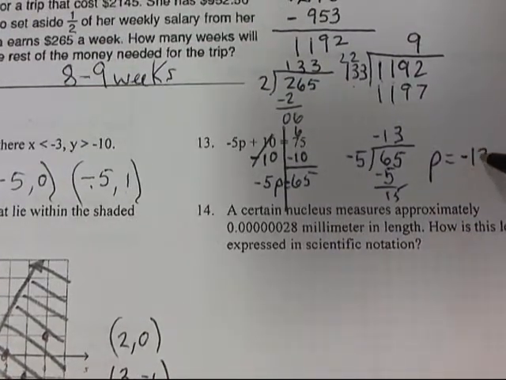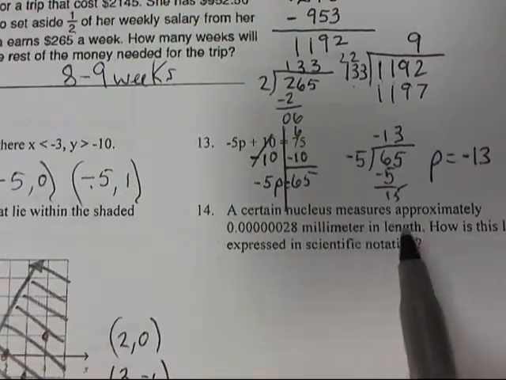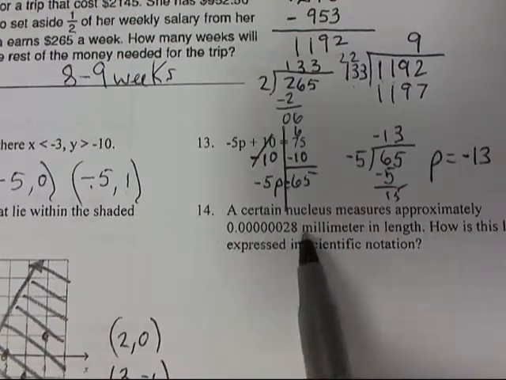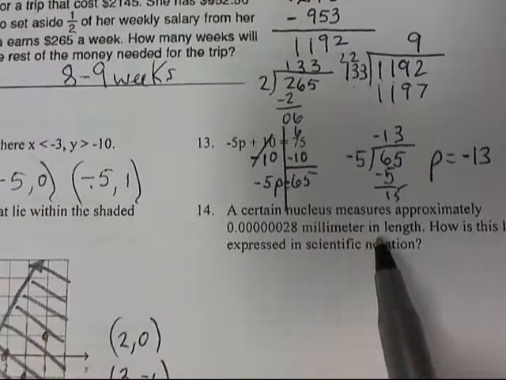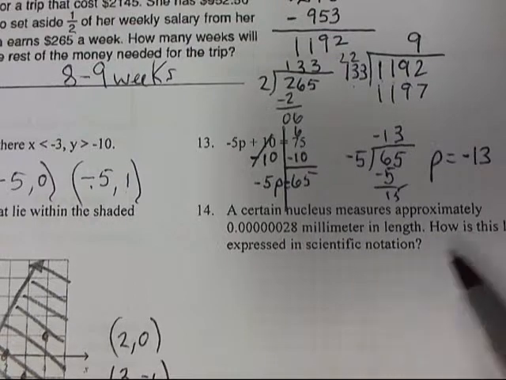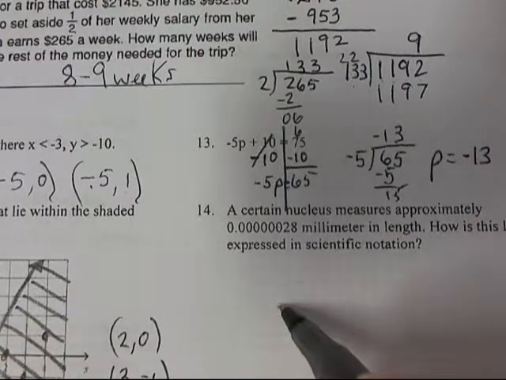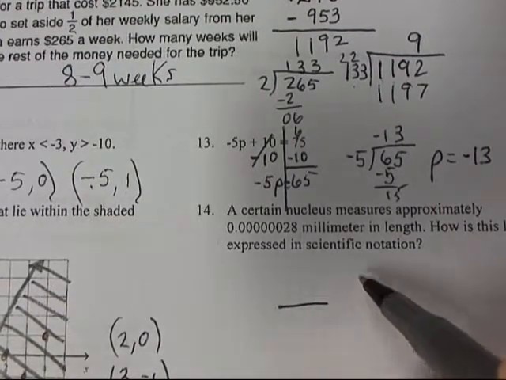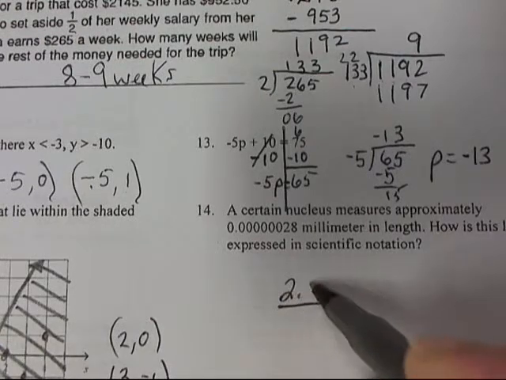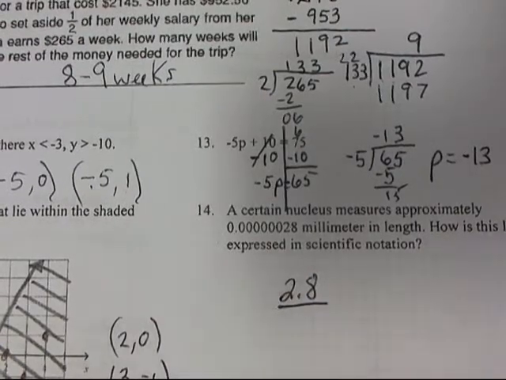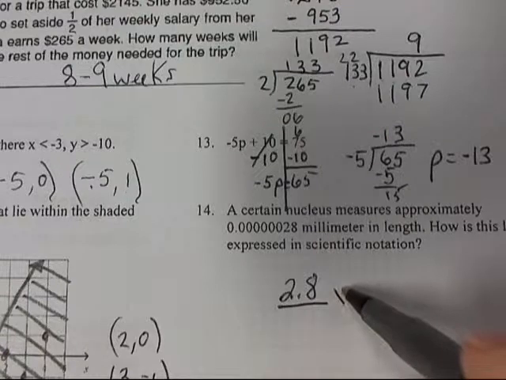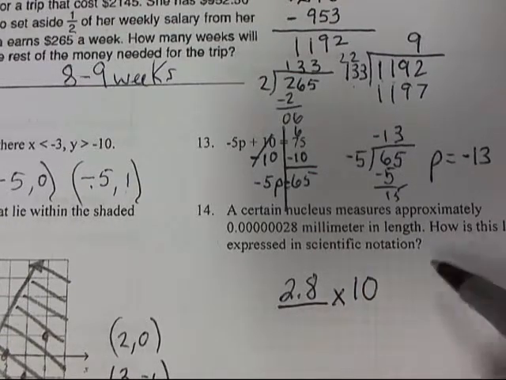Next question. A certain nucleus measures approximately, and that's a really small number, millimeters in length. How is this length expressed in scientific notation? So our first number in scientific notation is always a number between 1 and 10. I can make this number 2.8. That's a number between 1 and 10. And scientific notation always has times 10 as its correct syntax.